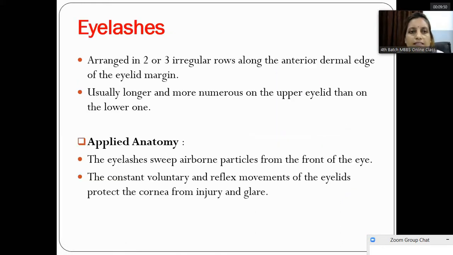So eyelashes are arranged in 2 or 3 irregular rows along the anterior dermal edge of the eyelid margin, and are usually longer and more numerous on the upper eyelid than on the lower one. Eyelashes sweep airborne particles from the front of the eye, and constant voluntary and reflex movement of the eyelids protects the cornea from injury and glare. So these are the functions of the eyelash.